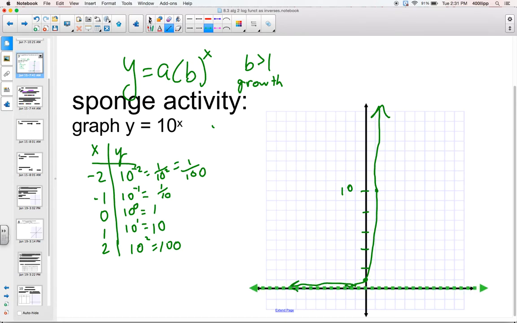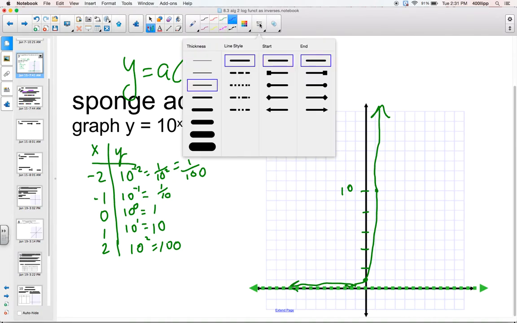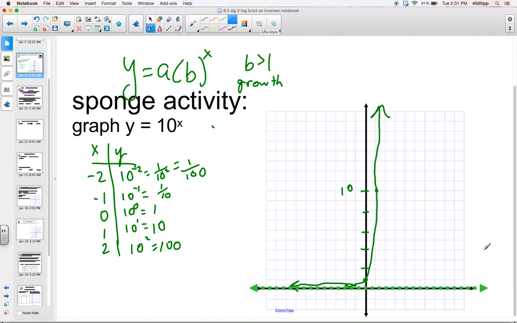This is important to put in because then you know, okay, I'm not going to cross that line, and this is my asymptote of y equals 0. Whenever it's in the form of y equals a times b to the x, your asymptote is y equals 0. Before we move on, let's talk a little bit about the domain and the range of this graph.